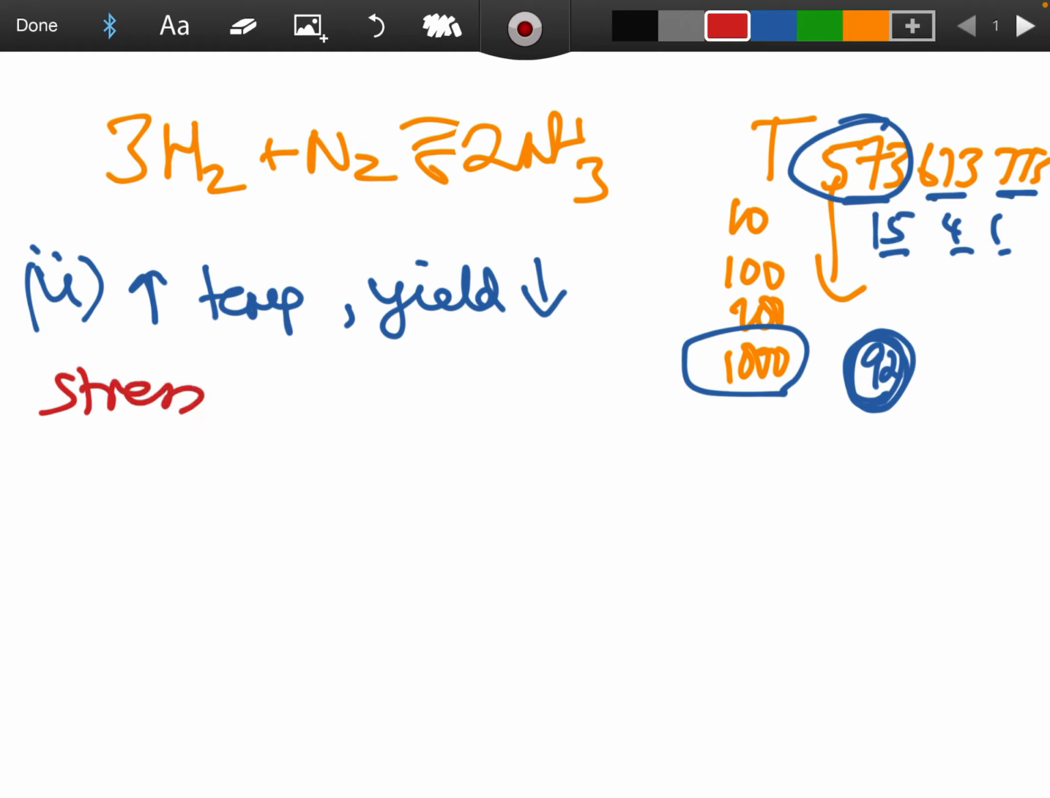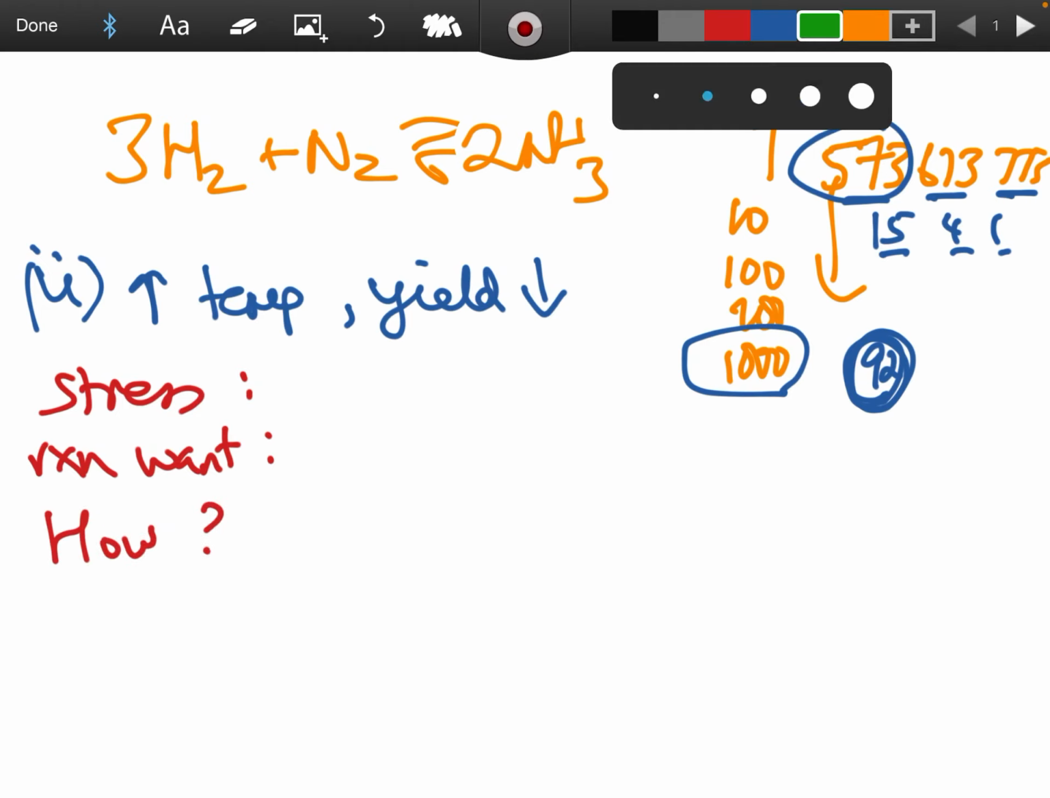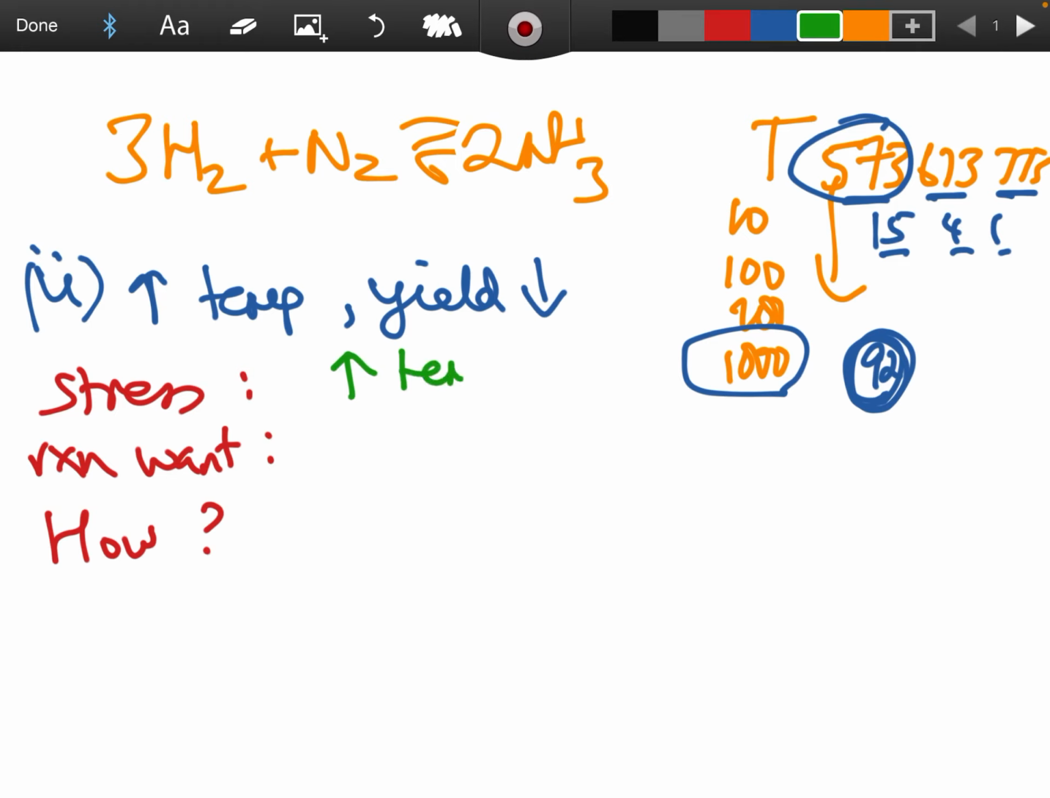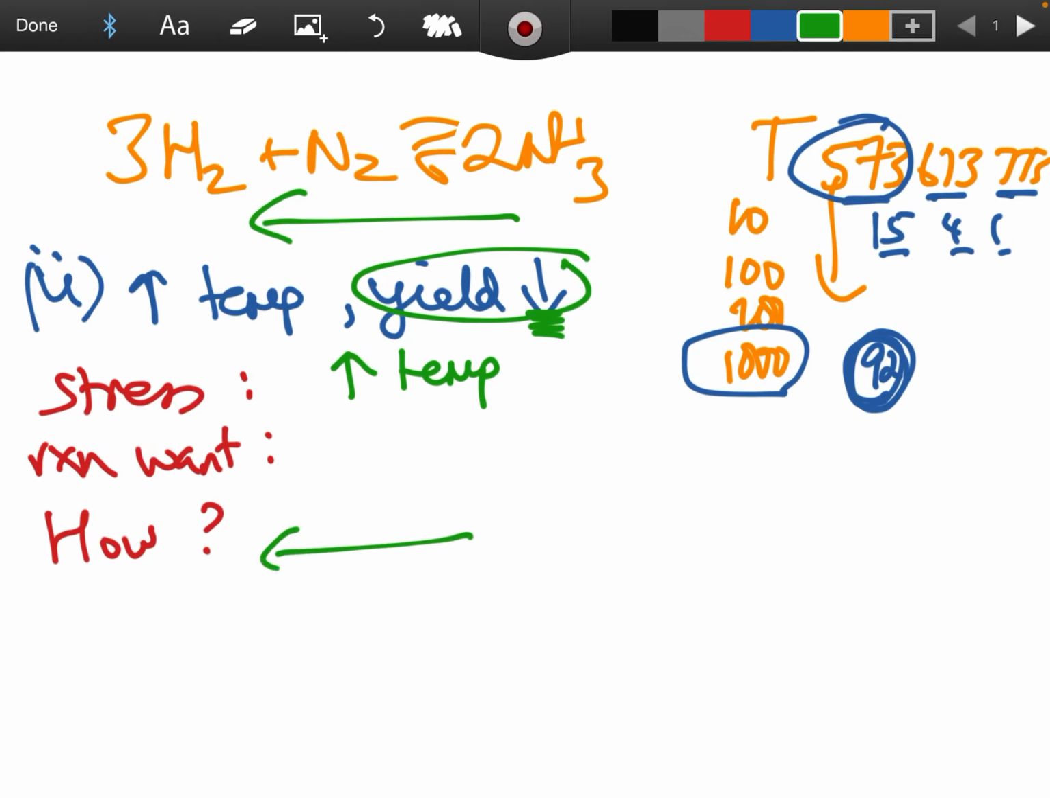Okay, so go through my prompts. What's the stress? What would the reaction want to do in order to relieve the stress, and how would the reaction achieve this? So the stress is I'm increasing the temperature, and what happens is that you get a decrease in the yield. So by increasing the temperature, the equilibrium must be moved to the left, or the backward reaction is favoured, because it tells me I'm decreasing the yield.